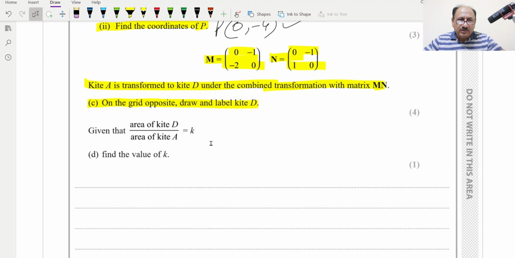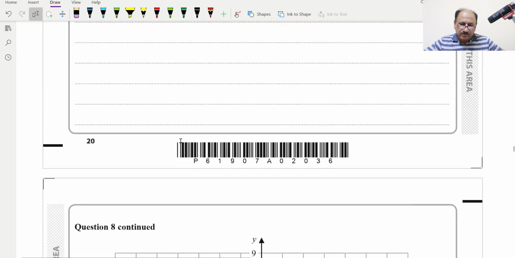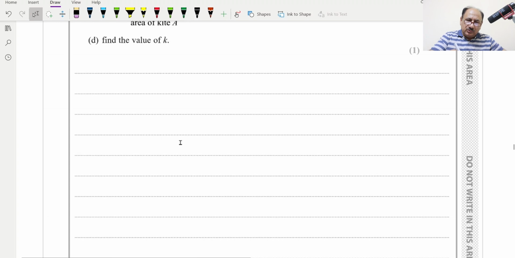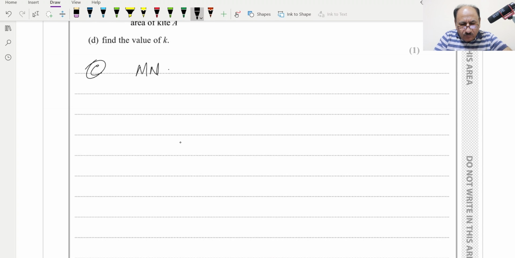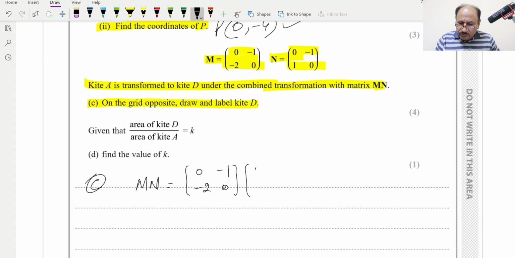So we can use this one like C part. We can solve over here. Basically we have not done anything, so we can solve it over here. C part, so two matrices M and N are provided, and we can write Mn over here. M is 0, -2 and -1 and 0, and N is 0, 1, -1 and 0.